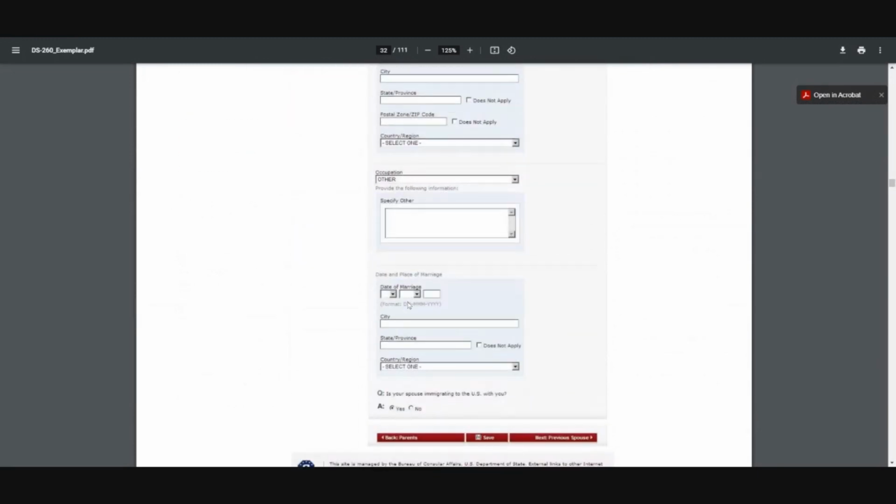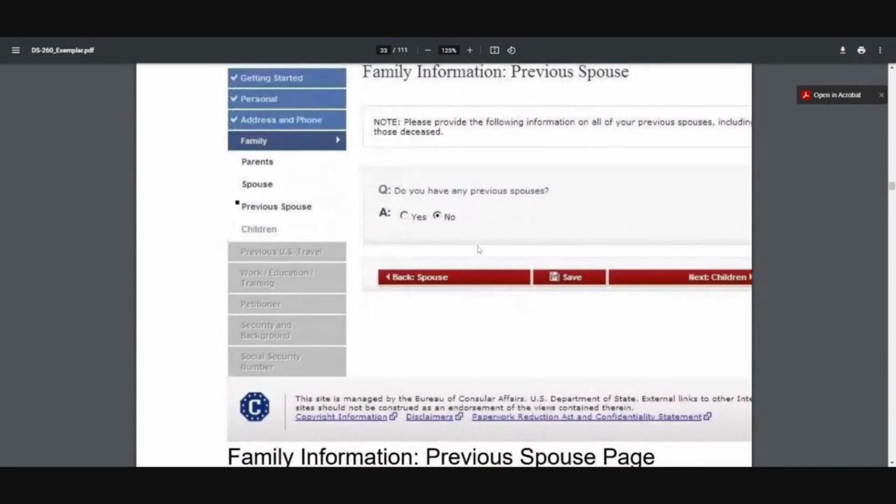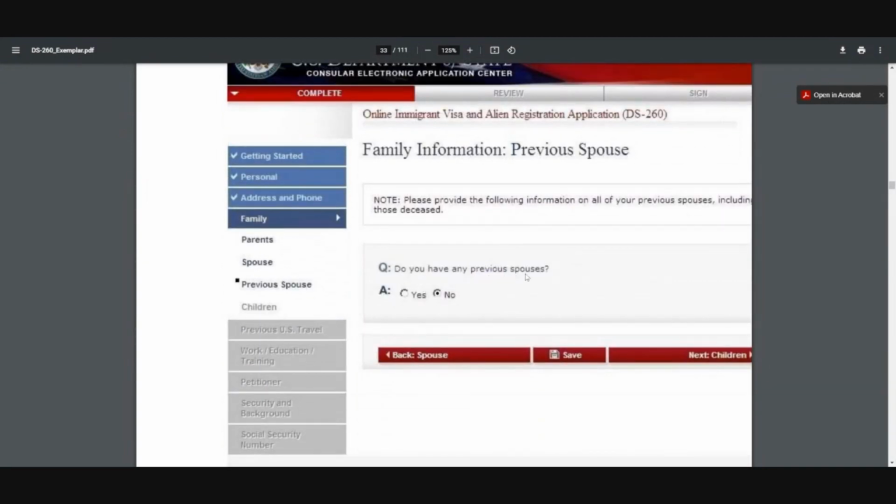Now, this is all about the current spouse again, and this form keeps repeating itself because this is a sample. It is just a sample. Now, this is another thing. Do you have any previous spouses?